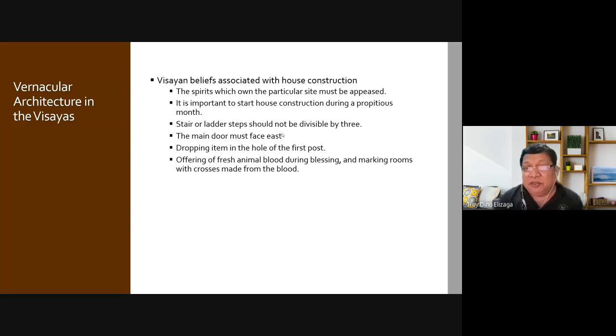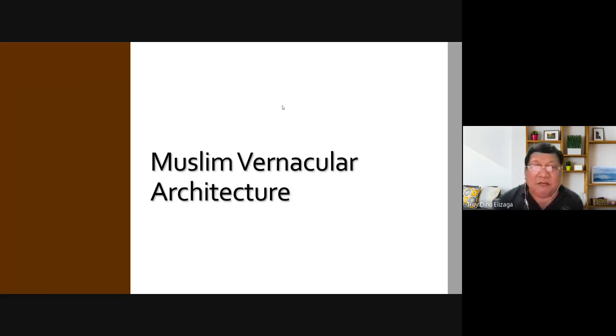So it's really up to you whether you believe it or not. But what's important is that it is up to the client. If they truly believe this, then well, you cannot do anything. It's part of the architecture program now.